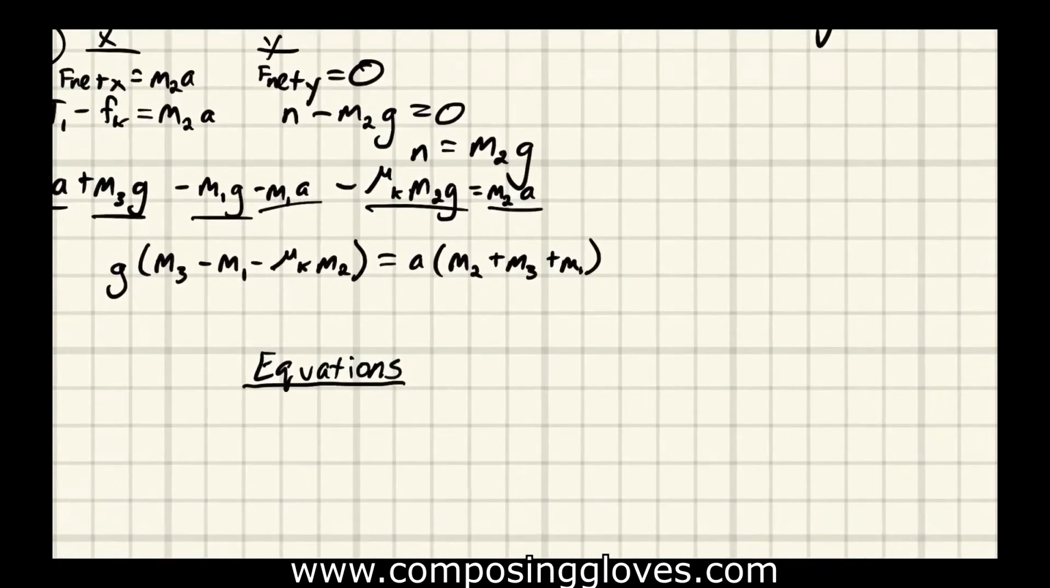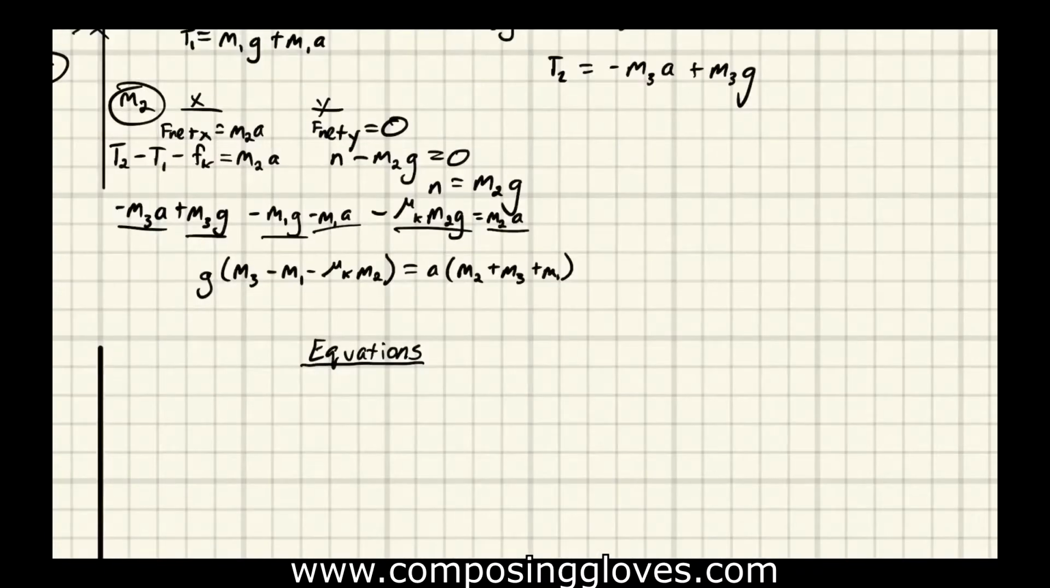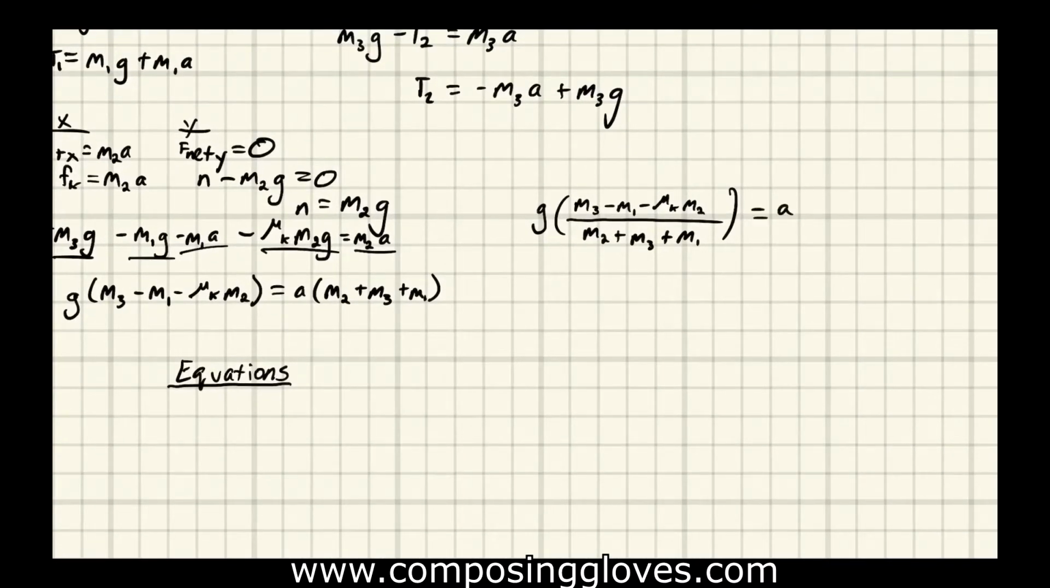And so now I can tell you're so excited. We're so close to the answer. Our answer is g times m3 minus m1 minus mu sub k m2, all over m2. We just divide by this term on both sides. So we get m2 plus m3 plus m1. That is equal to a. And behold, we have found the answer.